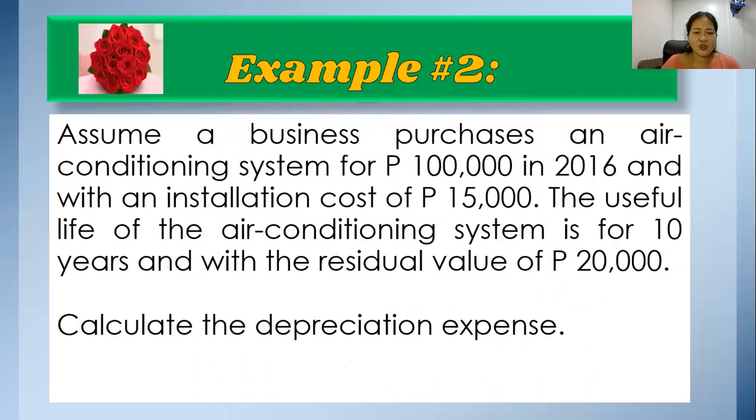Sample number 2. Assume a business purchases an air conditioning system for 100,000 in 2016 with an installation cost of 15,000. The useful life of the air conditioning system is 10 years, with a residual value of 20,000. Calculate the depreciation expense. Now this time, we not only have the purchase price, but we also have the installation cost. To compute the total cost, it should be the purchase price plus any incidental expenses incurred to make the asset ready for its intended use.